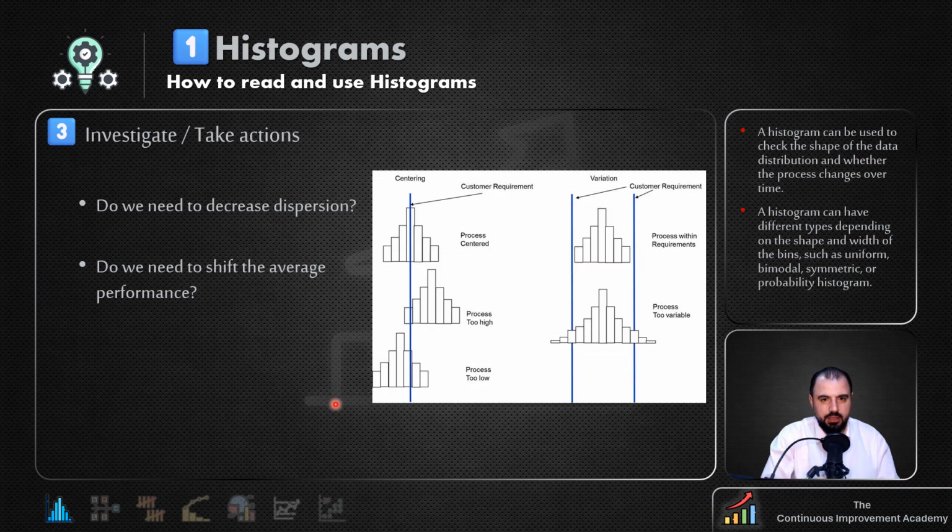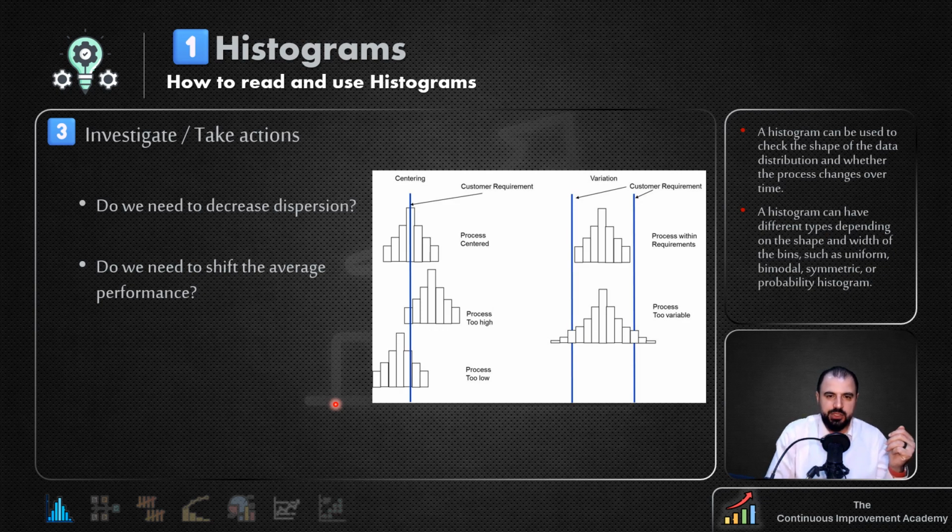So the third area to investigate is to investigate and take actions. First was to read the shape, so discover or identify the shape of the histogram. The second is to compare against the target values, and the third is to investigate and take action. So based on your previous 2 points, you need to take an action, okay.